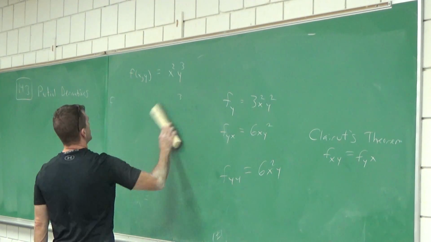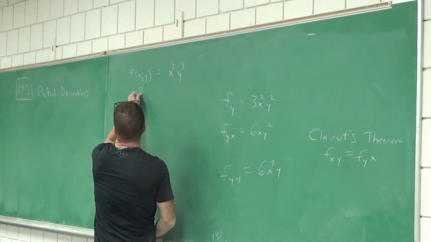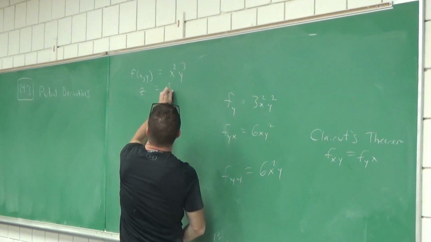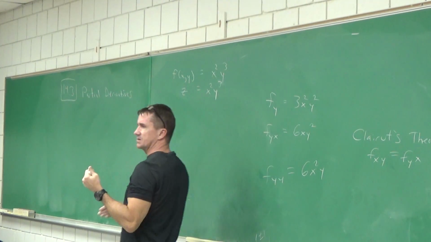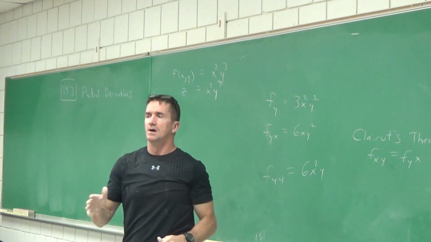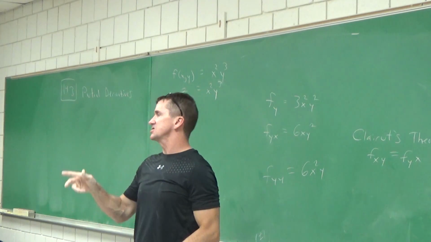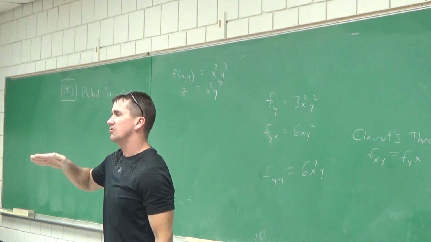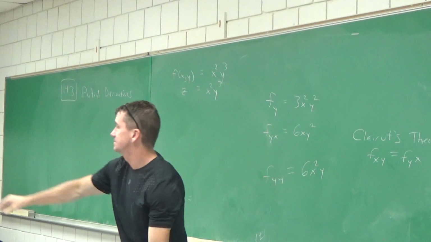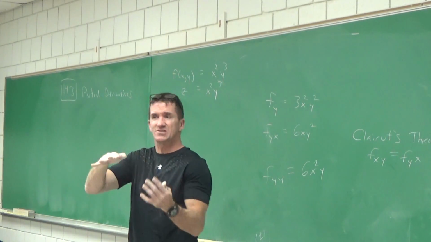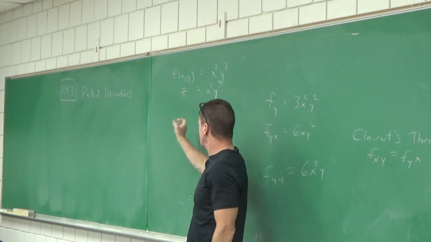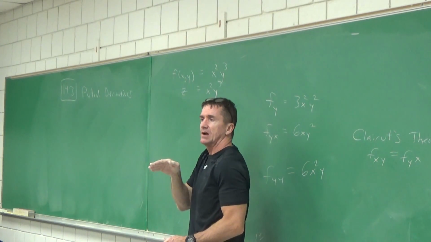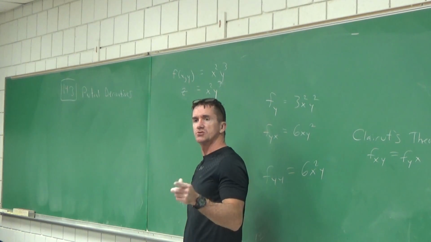But I'll go back. Isn't this a three-dimensional graph? So what is that geometrically? A partial with respect to x would be the slope at a point in the direction of the positive x-axis. It's a surface, right? The slope of the surface at any particular point that you plot, in the direction of the positive x-axis. What's the partial with respect to y?